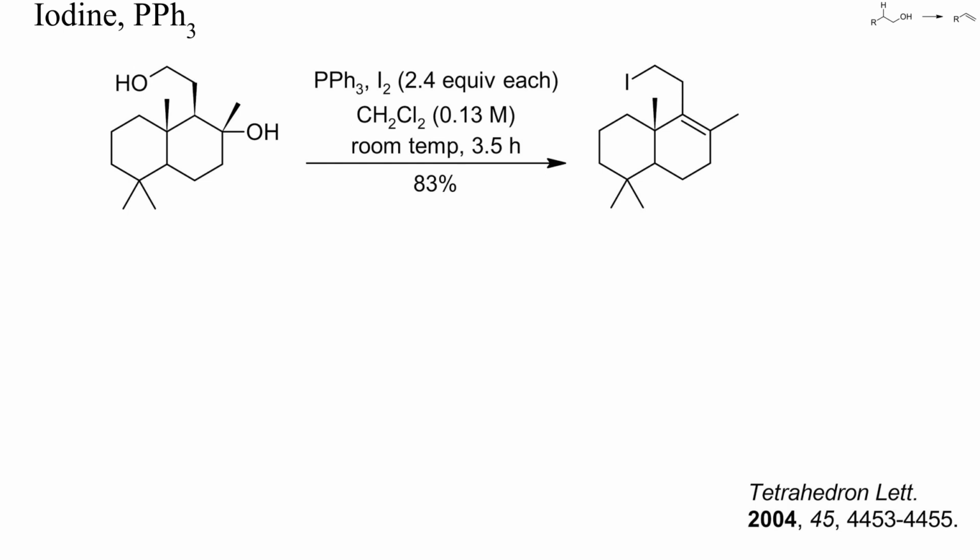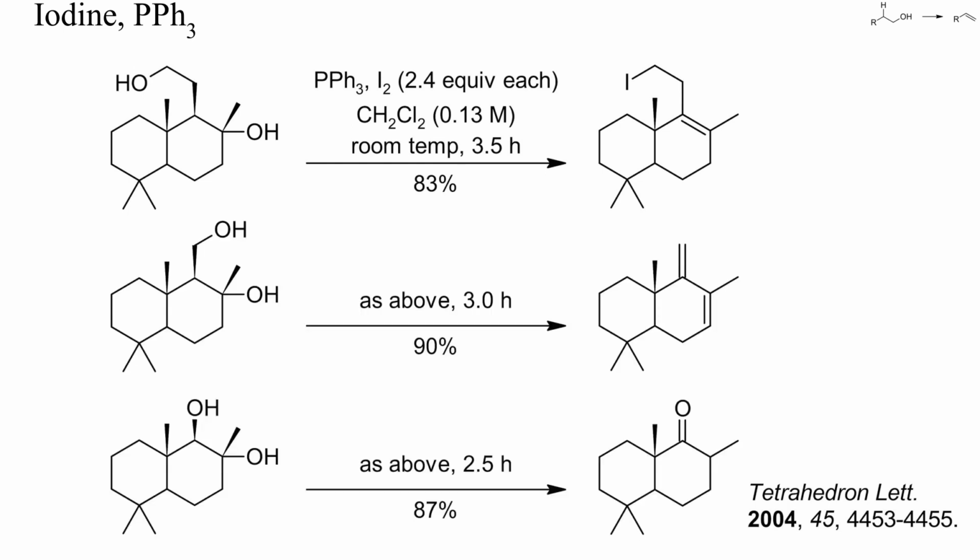In the case of tertiary alcohols, however, elimination can occur, as in this example. The primary hydroxy group, however, was only converted into an iodide. In the second example, first a reactive allylic iodide was formed, which then underwent a second elimination, yielding a conjugated diene. And in the third example, an enol was formed, which tautomerized to a ketone.